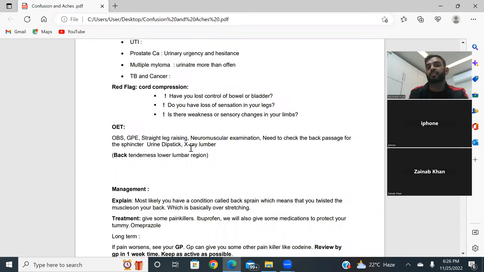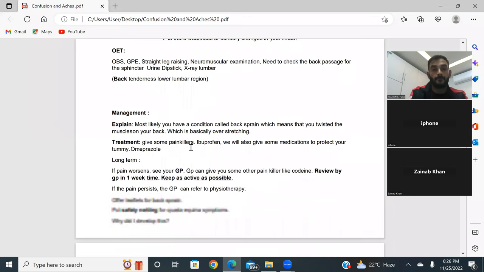Urine dipstick and chest X-ray, you will be doing. He will say that tenderness is in that region. Most likely condition is back strain. You will add that this is not a serious condition. Actually, what you have told me, and after my observation and taking the history, I have found that this is due to back sprain because you have twisted your back.